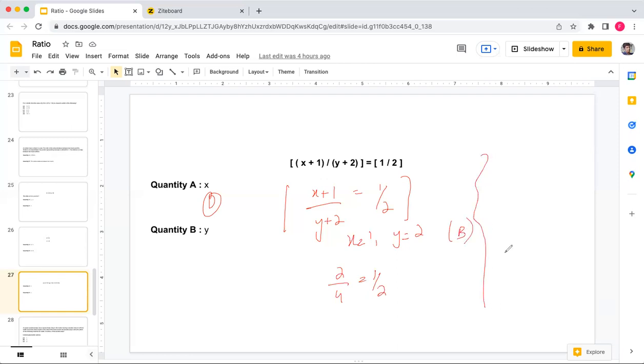Now see the other scenario. If x is, let's suppose, minus 2 and y is, let's suppose, minus 6, so this will be minus 2 plus 1 over minus 6 plus 2. Let's make this minus 4. So this will be minus 1 by minus 2, which is 1 by 2. So in that scenario, quantity A is greater. That's why the answer is D. A could be greater or B could be greater, unless it is specified whether these are positive integers, negative integers, non-positive, non-negative, or whatever the scenario is.